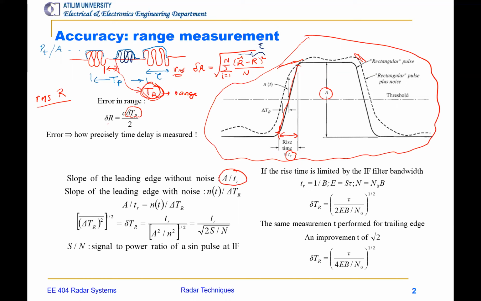Okay, we expect that on average, the slope of this curve, this line actually, and this line should be equal. So then we can write the slope of this line and then this line, and then equate them in order to estimate the error, the RMS error. Okay, so how can we write the slope for this curve? We again take the amplitude, which is n of t, okay, here.